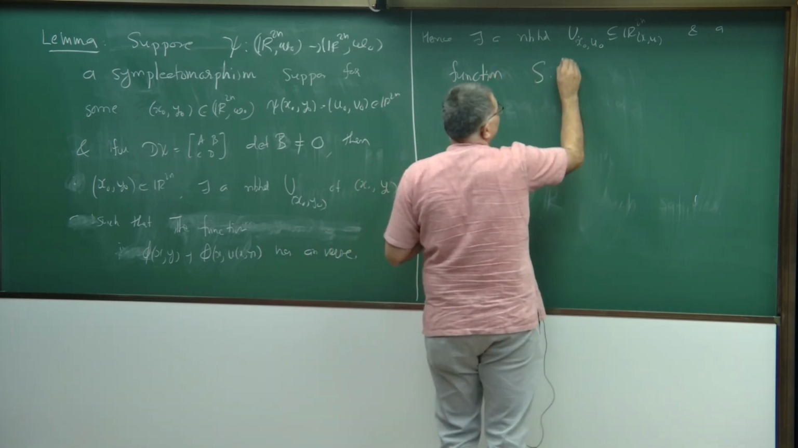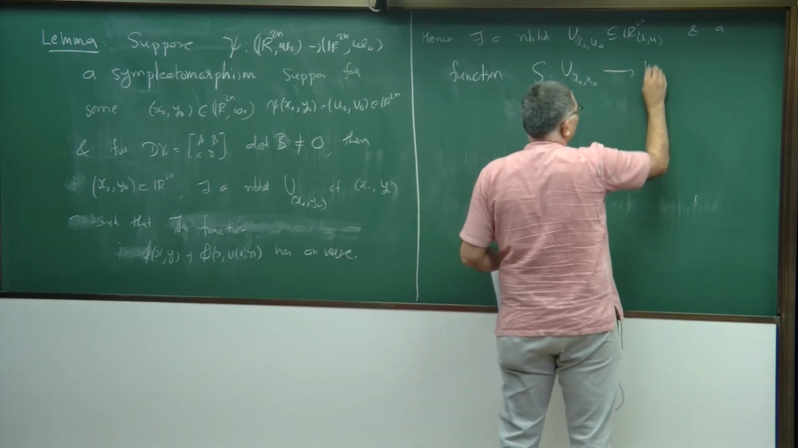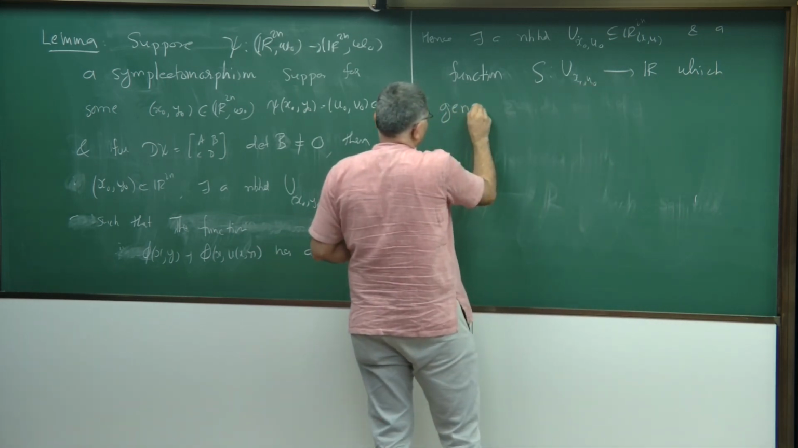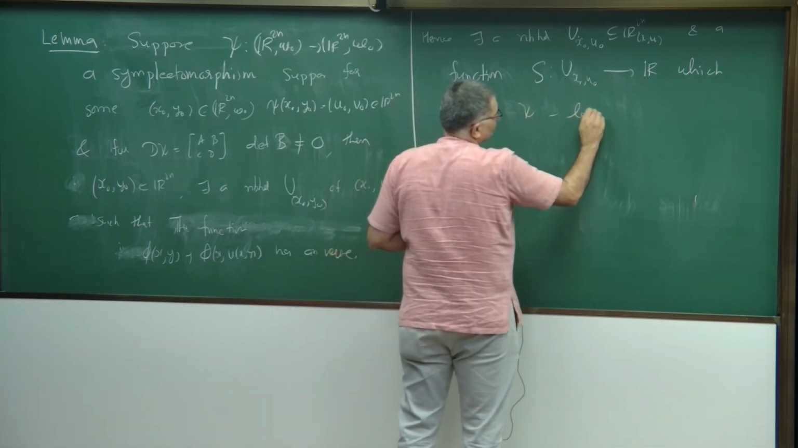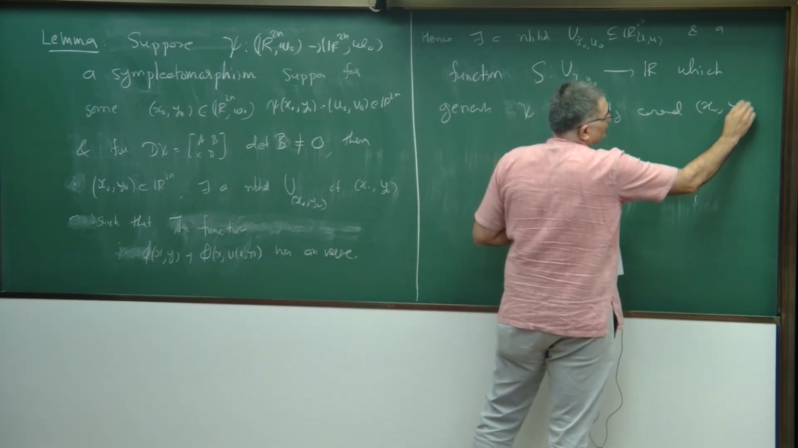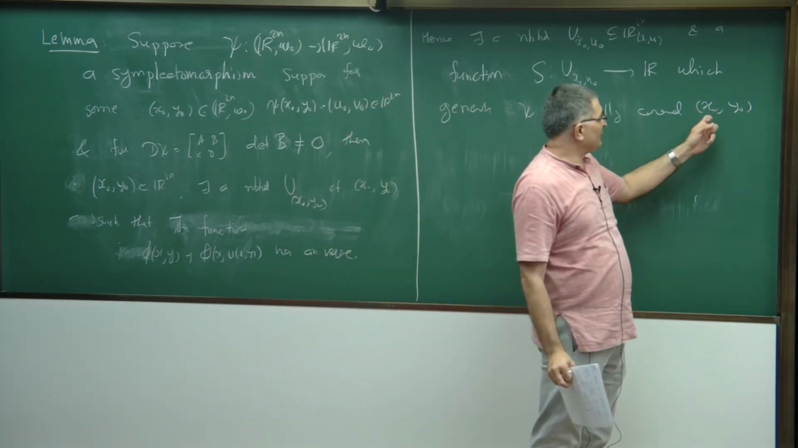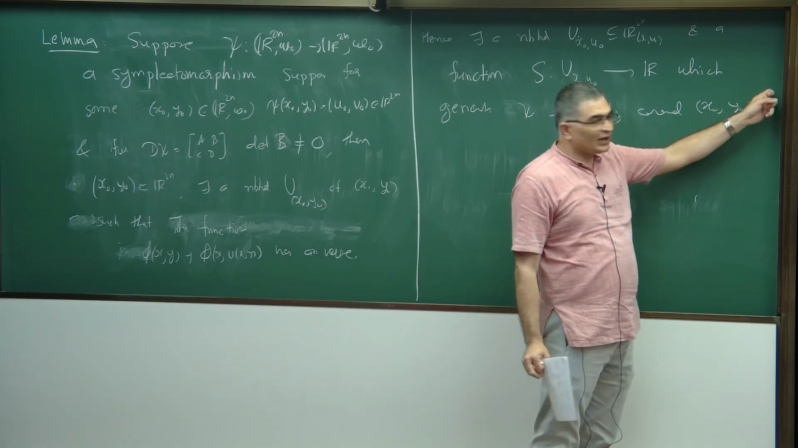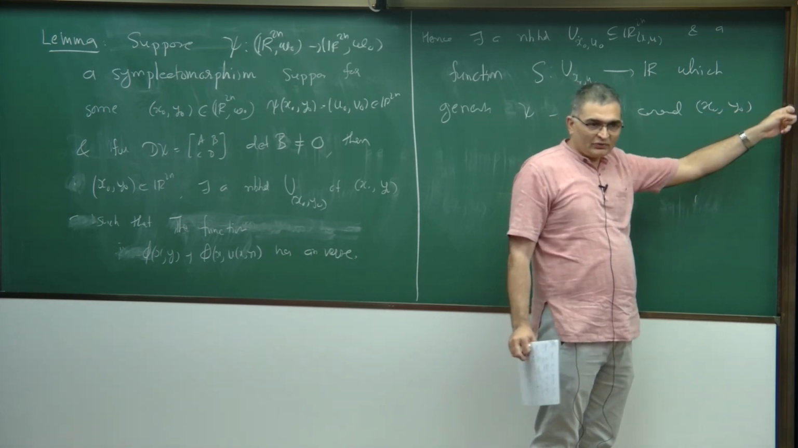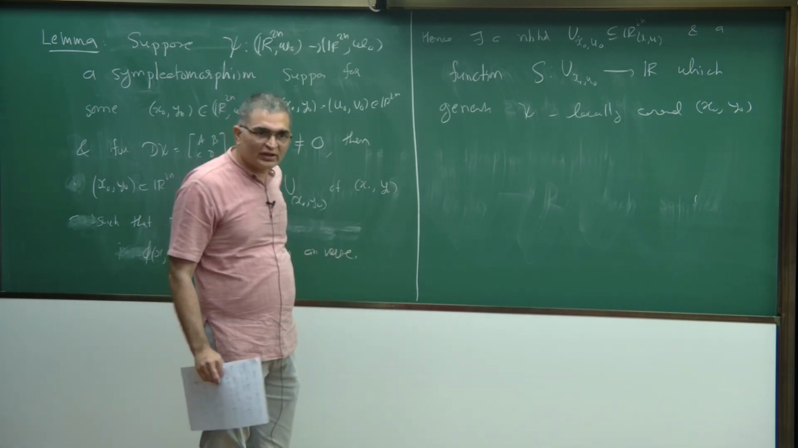S from U to R which generates psi locally around (x naught, y naught). Okay. So it means that if I am given a pair of numbers x and u, I will be able to recover the y coordinate and v coordinate there by some function's partial derivative. Is it clear?